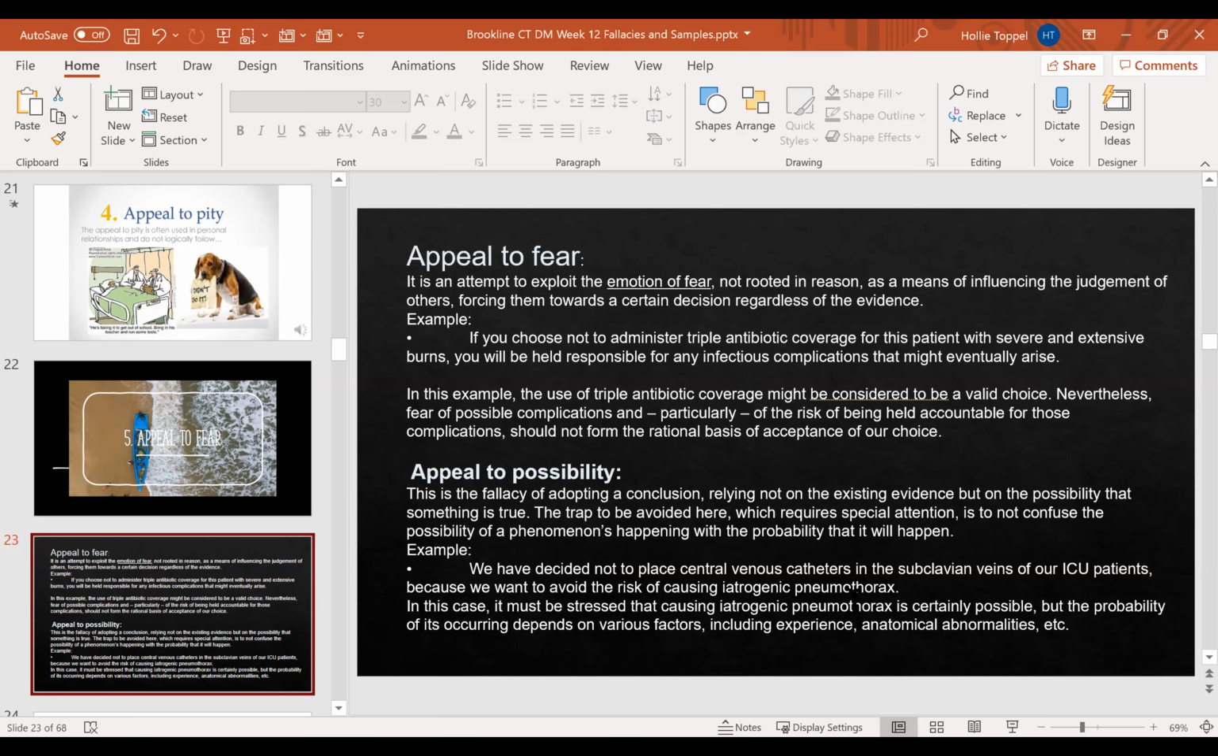We have another example here: we decided not to place central venous catheters in subclavian veins of our ICU patients because we avoid the risk of an iatrogenic pneumothorax. In this case, the stress causing the iatrogenic pneumothorax, I'm being challenged by my words here, is certainly possible, but the probability of it occurring depends on various factors, including experience and anatomical anomalies. It's kind of funny about the way I'm talking. I'm getting more stressed out, but anyway, there it goes.